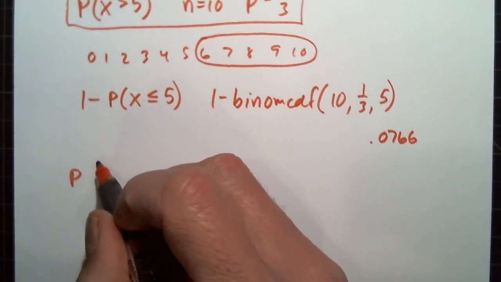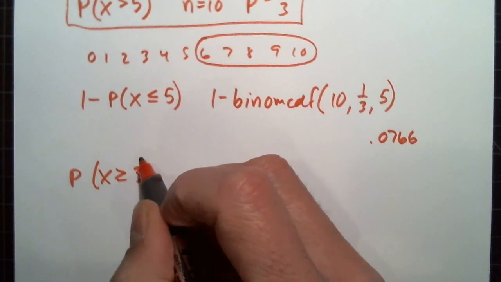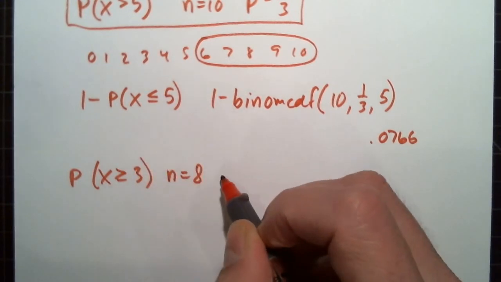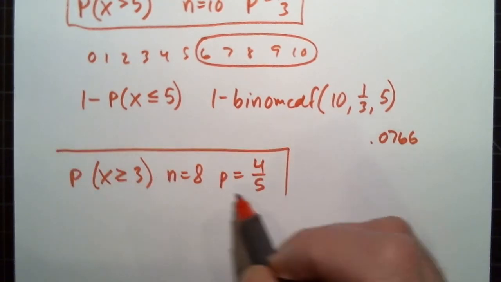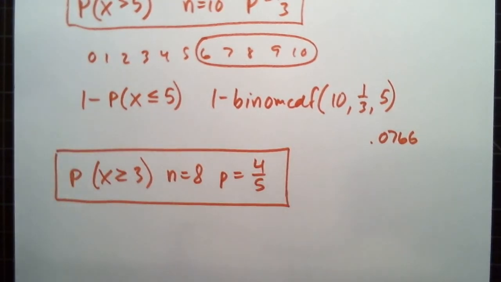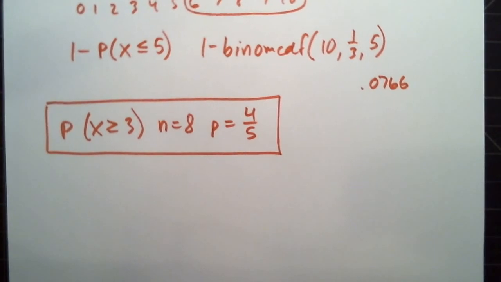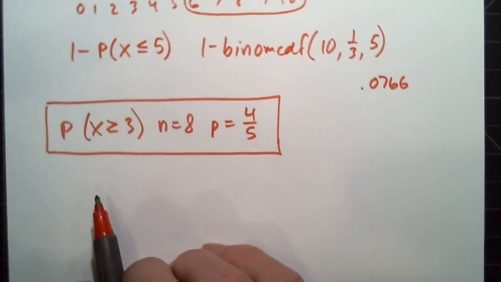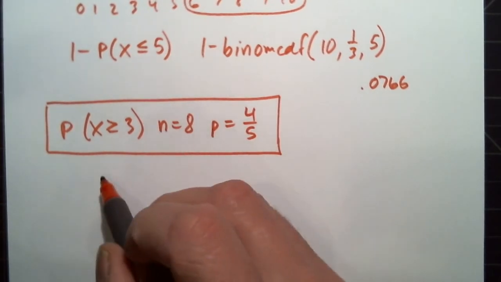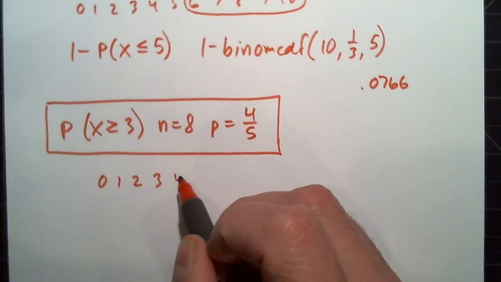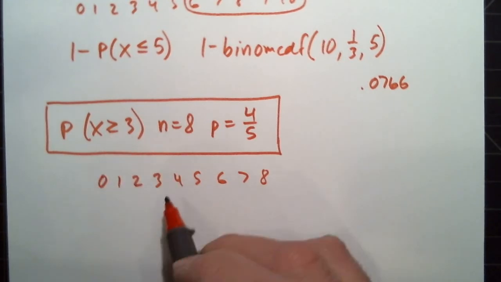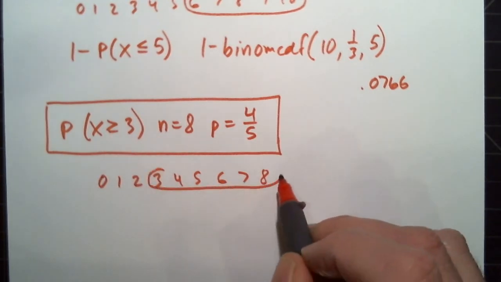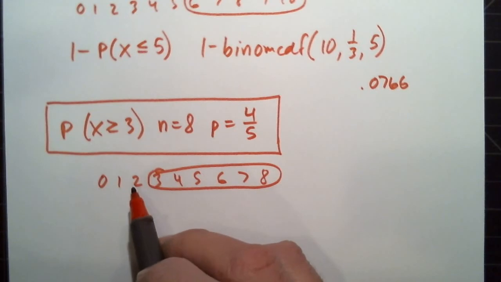Find the probability that X is greater than or equal to 3 out of 8 trials with a probability of success of 4/5. All right, pause the video and try that one. Out of 8, 0, 1, 2, 3, 4, 5, 6, 7, 8. We want it to be 3 or greater. We want this.